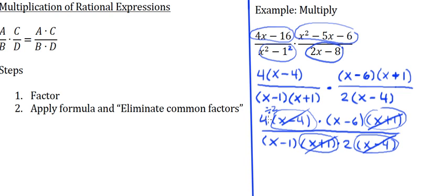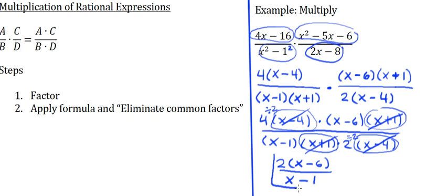4 divided by 2 is 2. 2 divided by 2 is 1. So this becomes 2. So finally you will be left with the following: 2 here multiplying x minus 6. Over here, this becomes 1, disappears, right? Just x minus 1.